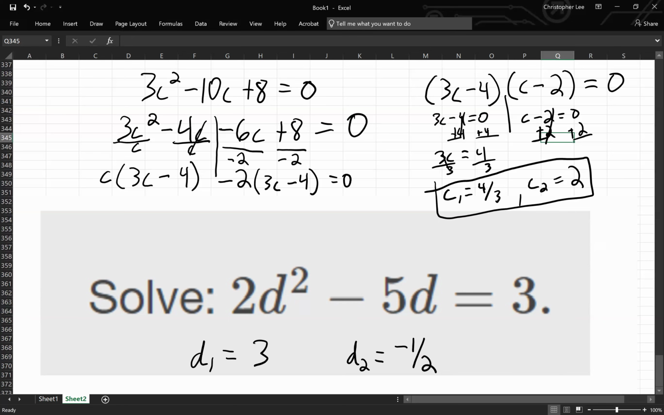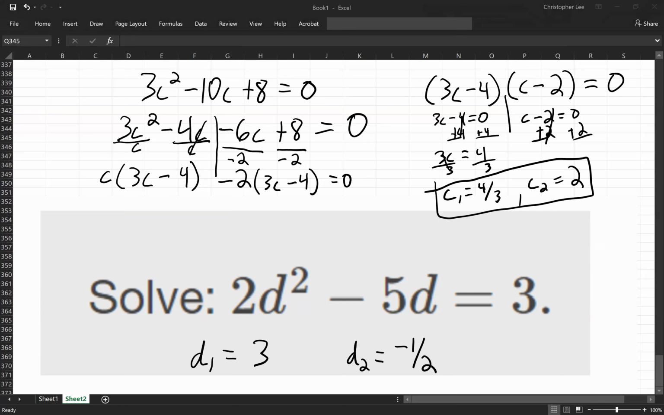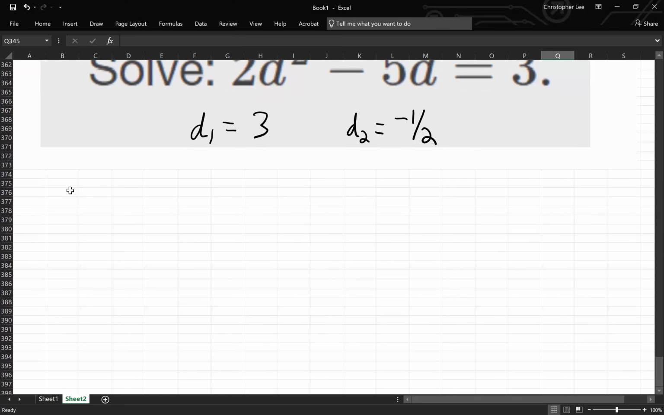Let's look at another one. This is a lot easier, I'm not gonna lie. It's gonna look harder because of the variable, but it's okay though. I've been practicing my cues, so it shouldn't be too bad.